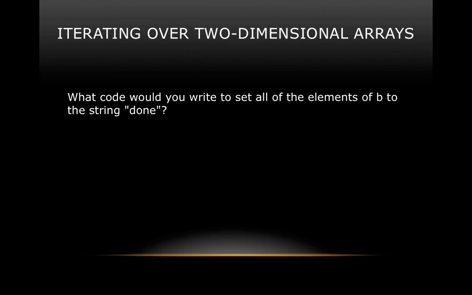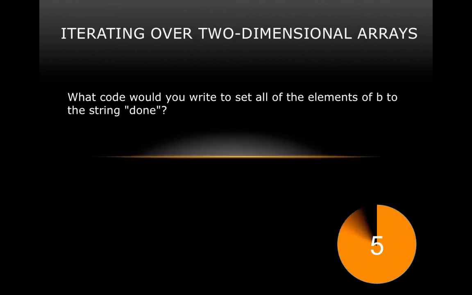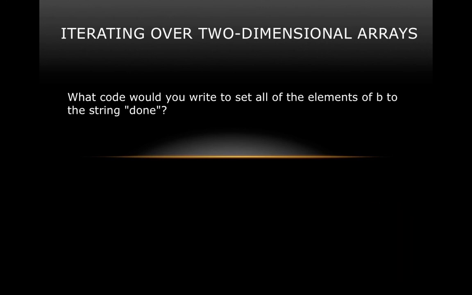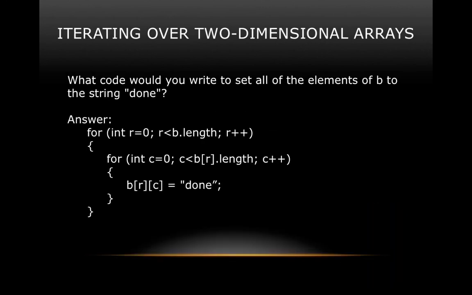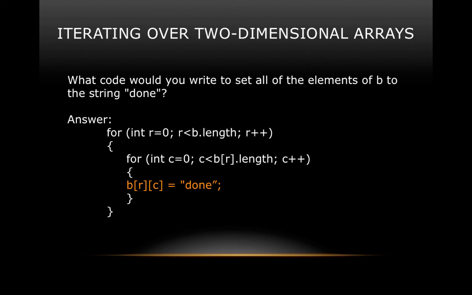What code would you write to set all of the elements of b to the string done? You would use a nested loop. The outer loop iterates over the rows of b, and the inner loop iterates over the columns of each row of b. The inner piece of code sets one element of b to the string done.